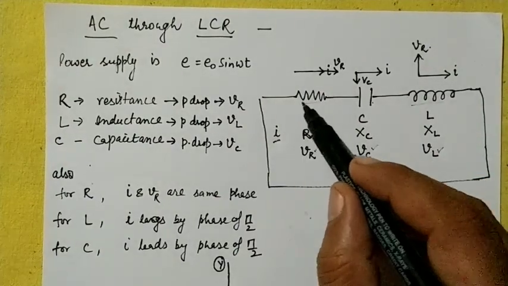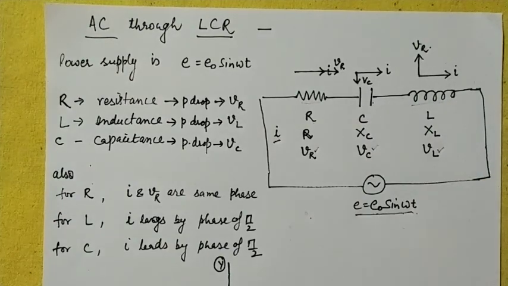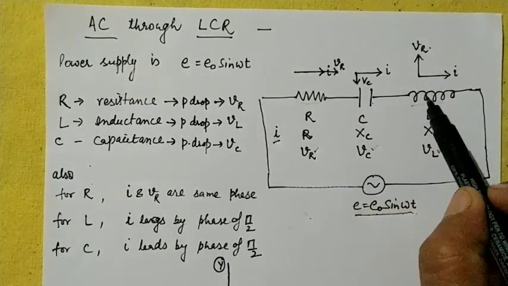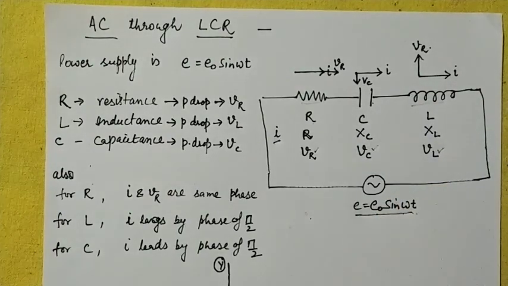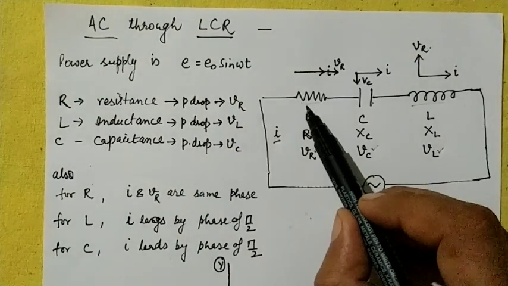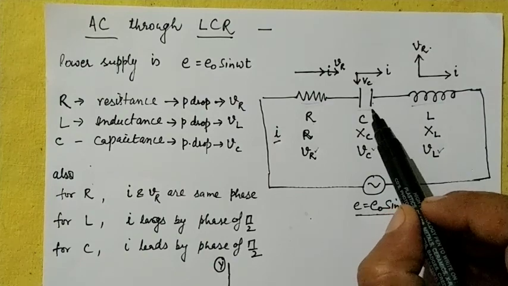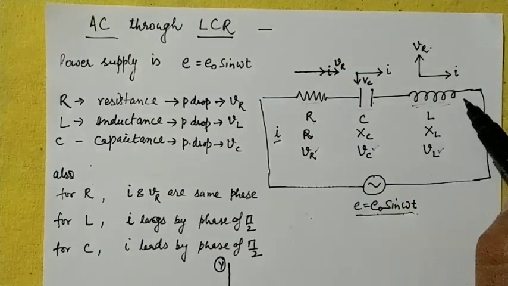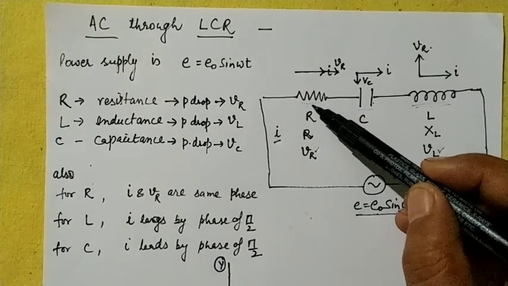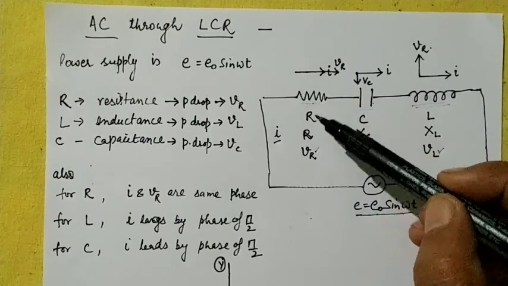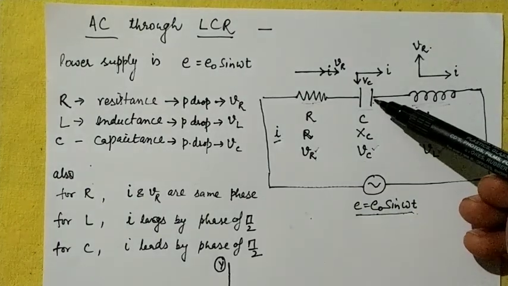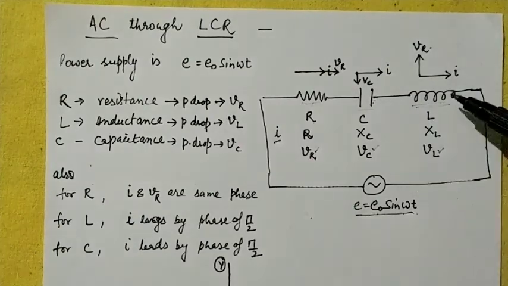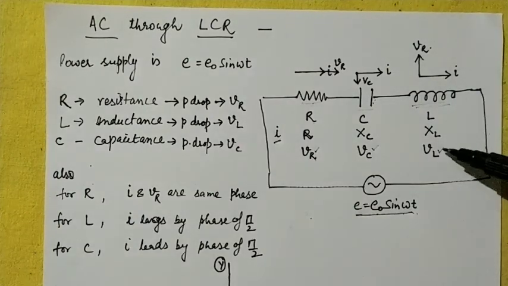As the current passes through it, since they are connected in a series combination, the current in each section of this electrical circuit or each component will be the same. This means that in this section the current is I, in this section also the current is I, and for this section the current will be the same, that is I. As the current passes through these components, the potential drop across the resistor is VR, the potential drop across the capacitor is VC, and similarly the potential drop across the inductor is VL.